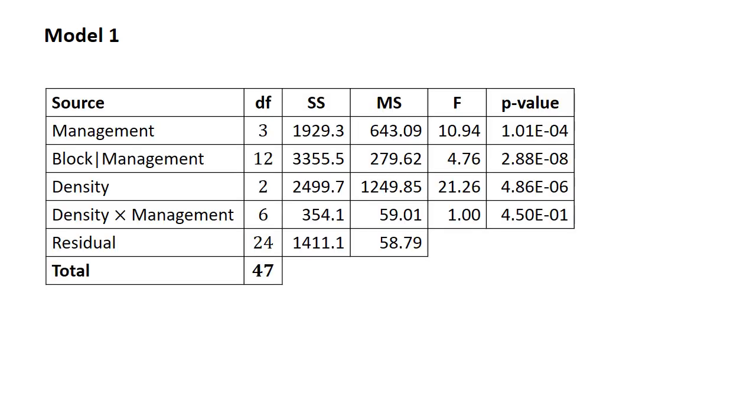This is the ANOVA table for Model 1. Based on this table, we can conclude that there is no evidence of significant interaction between density and management at the 5% significance level. Because there is no significant interaction, we can conclude that the main effect of management and density are both significant.